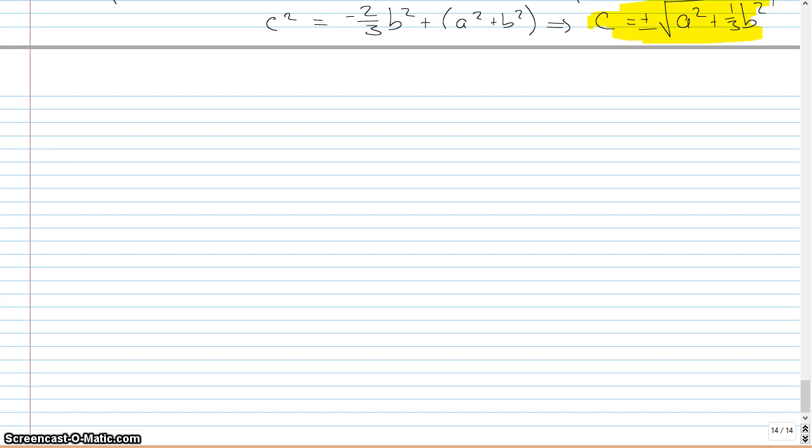Question 12 gives us two separate parametric equations, asks us to find their Cartesian equations and coordinates of the intersections with the axes, and then sketch the two curves, indicating clearly the equation of any asymptote. So let's take a look at 12 part 1.